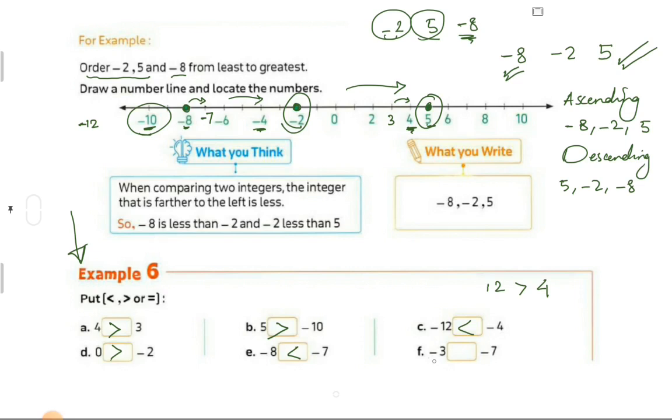Last one, negative 3 and negative 7. Quickly, yes, negative 3 is greater than negative 7, because if we draw a number line, you will note that negative 3 will be here and negative 7 here and 0 here. So negative 3 is to the right of negative 7, so negative 3 is greater than negative 7.